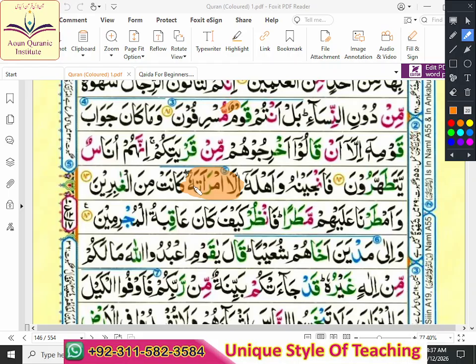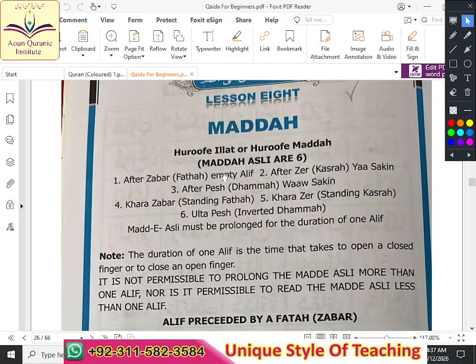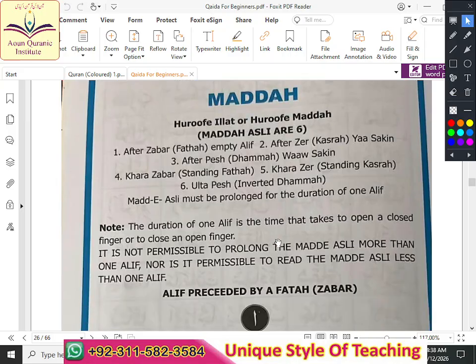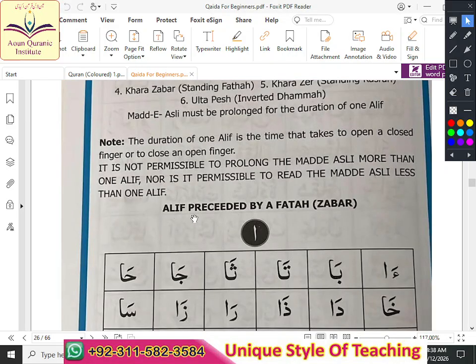So khada zabar, khada zer, ulta pesh: we have to stretch how much? One alif. One alif duration is like opening a finger and closing a finger. Is Maddah Asli clear? What is written there? Alif preceded by Fatah is over. And what is this note? It is not permissible to prolong the Maddah Asli more than one alif, nor is it permissible to read the Maddah Asli less than one alif.